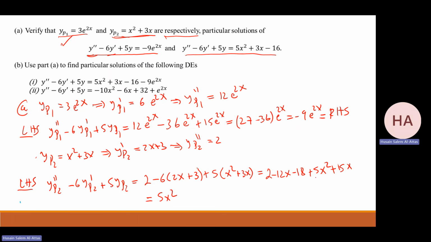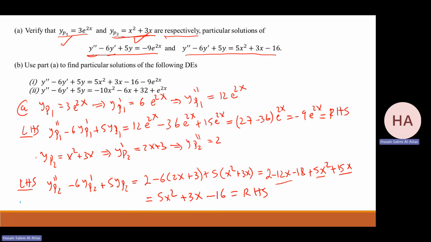5x squared. That is it. Minus 12x plus 15x, that is plus 3x. 2 minus 18, that's minus 16, which is the right-hand side. So this is correct. Now I proved there are solutions.